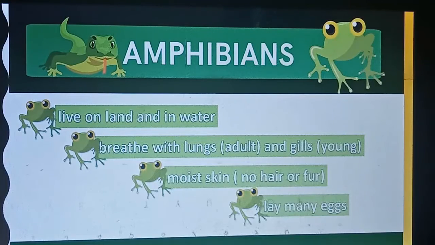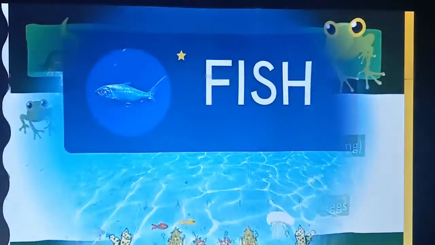And let's talk about their characteristics. If we discuss their habitat, the amphibians live on land and in water. And if we discuss their respiration, they can breathe with lungs if they are adults, and if they are young then they can breathe with the help of gills, just like fishes. And they have moist skin and they lay many eggs.